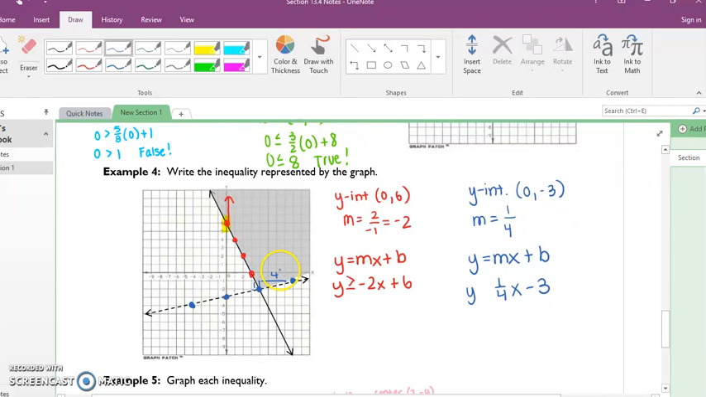So keep in mind, my shading is everything above this blue line. So if I look at my y-intercept and I know it's above, I know this is going to be a greater than symbol. It's a dashed line, so I am going to leave it greater than. My final 2 solutions here would be y is greater than or equal to -2x plus 6, and y is greater than 1/4 x minus 3. You'll have a chance to practice this again in tonight's homework.